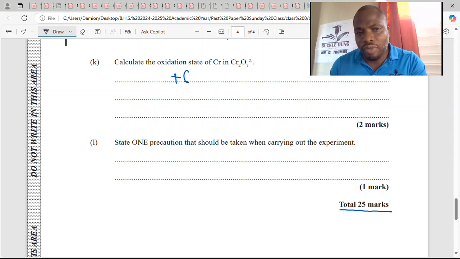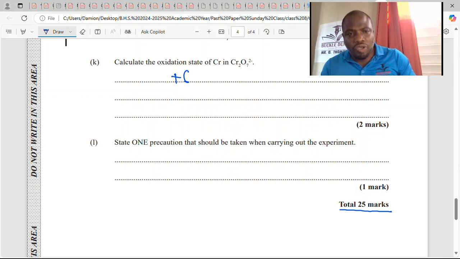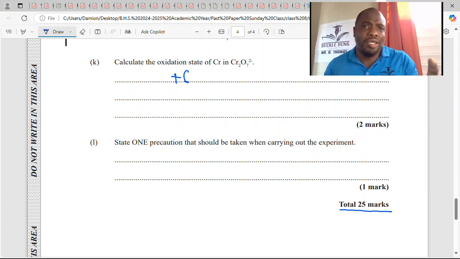So if you get this question and you realize you did badly on the moles part, you need to go and brush up on your moles. If you did badly on the oxidation and reduction, knowing the definition and all of that, and you say, I don't know what you mean by oxidation or I don't know what you mean by reduction, then you need to brush up on that.